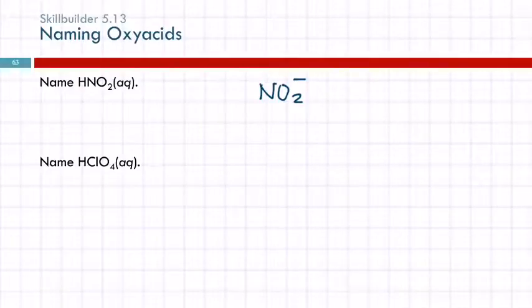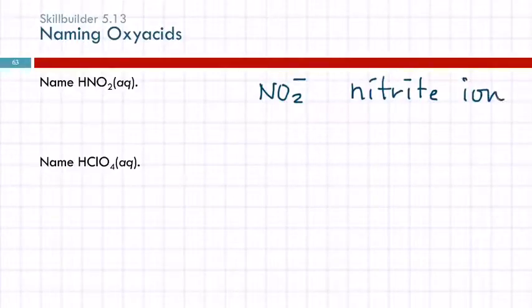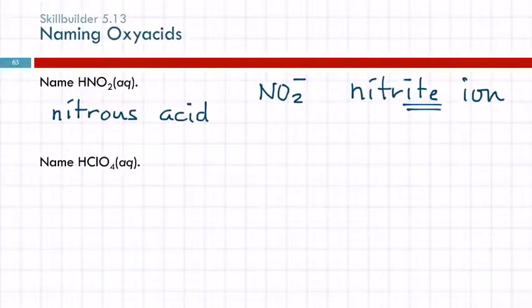This is nitrite ion, sorry. My kids gave me their cold. So this is nitrite ion. So we're going to change ite to us. Rick ate him before he could bite us. So nitrite becomes nitrous acid. So it's named based on the name of the polyatomic ion.